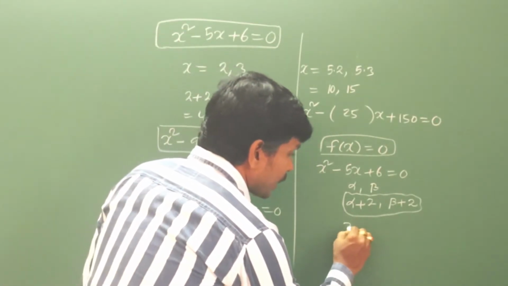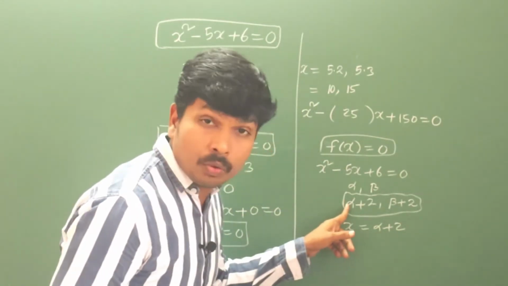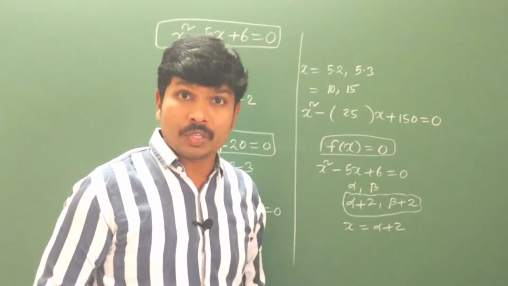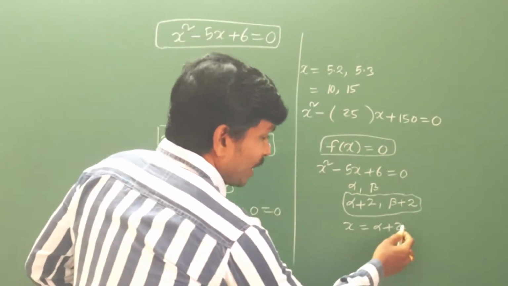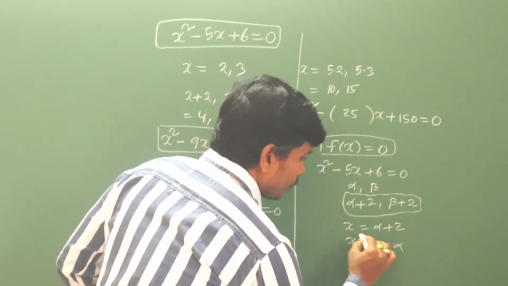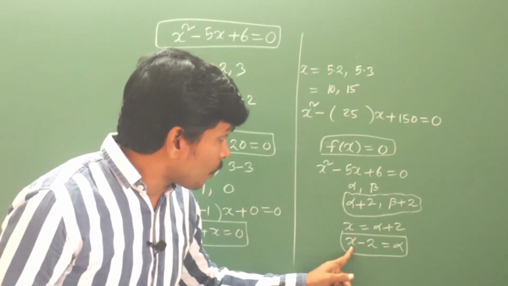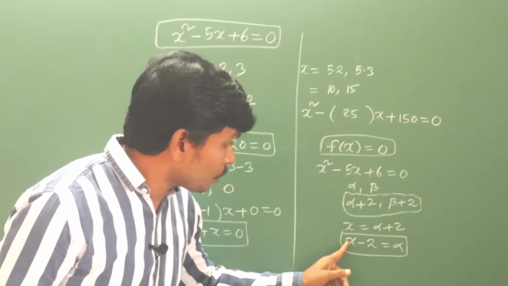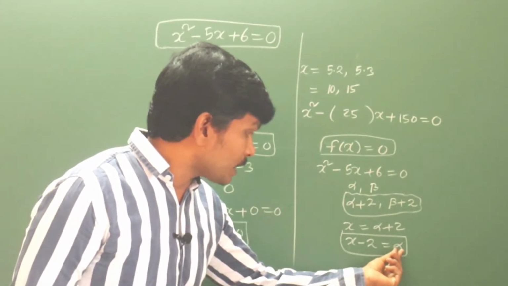Let it be x. x is equal to alpha plus 2, because it is also one solution of the required equation only, no? So x equal to alpha plus 2, you take the plus 2 to the right side, you get x minus 2 equal to alpha. So the entire equation we transformed from f of x equal to 0 to f of x minus 2 equal to 0.